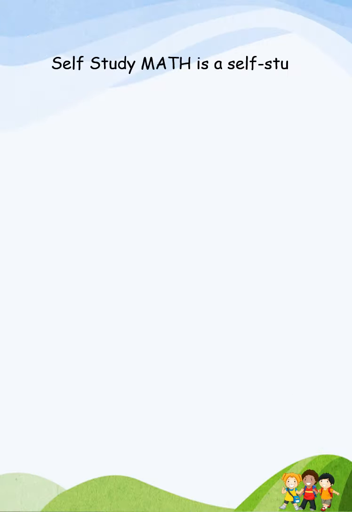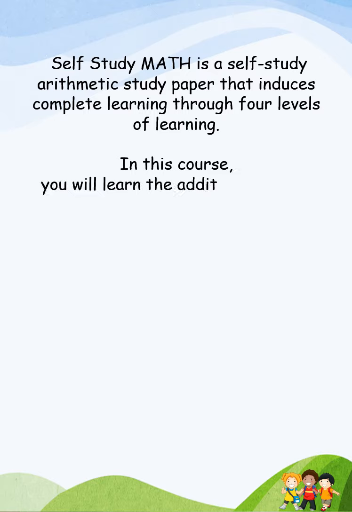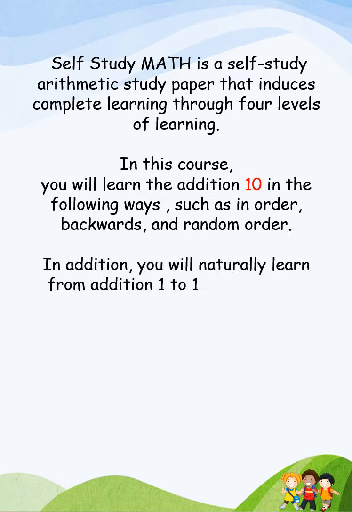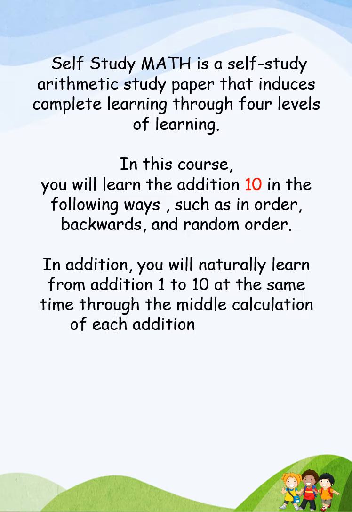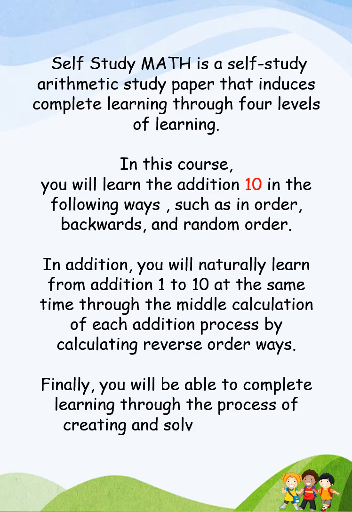Self-Study Math is a self-study arithmetic study paper that induces complete learning through four levels of learning. In this course, you will learn the addition 10 in the following ways, such as in order, backwards, and random order. In addition, you will naturally learn from addition 1 to 10 at the same time through the middle calculation of each addition process by calculating reverse order ways. Finally, you will be able to complete learning through the process of creating and solving problems yourself.